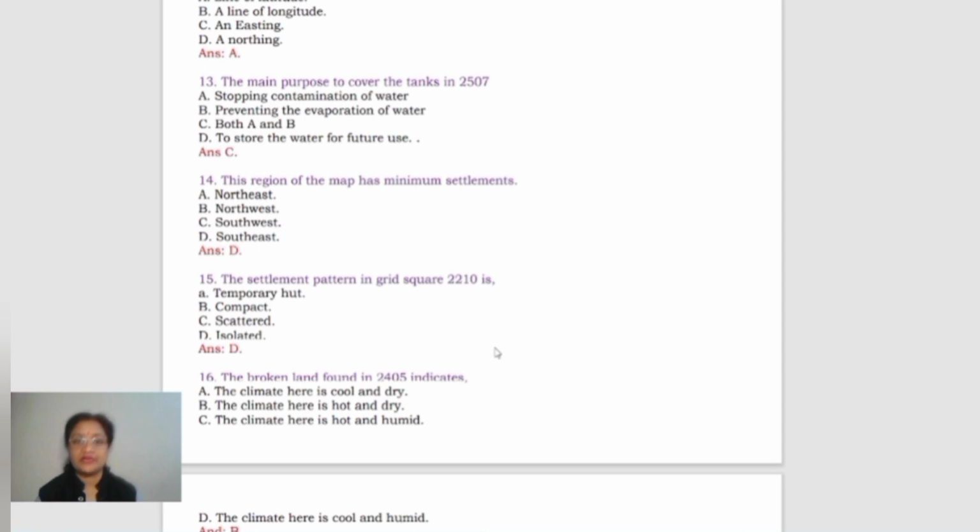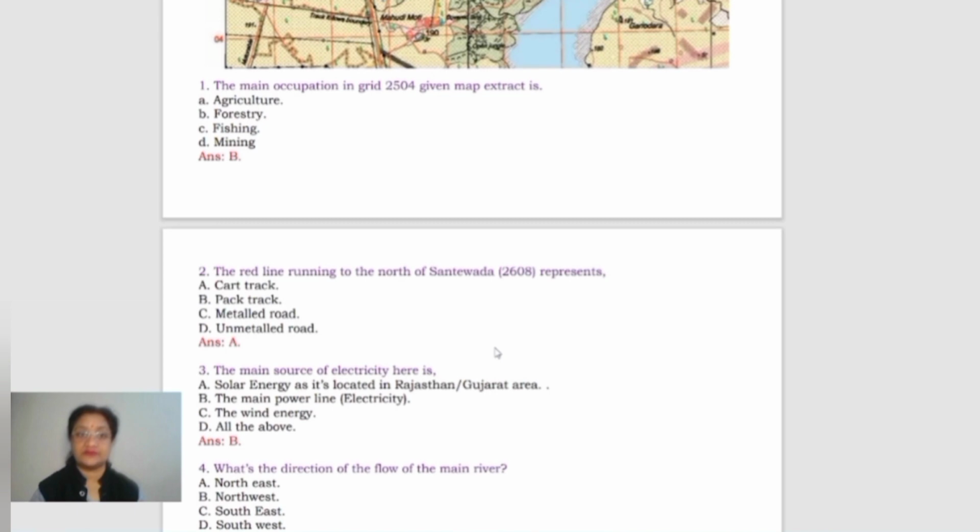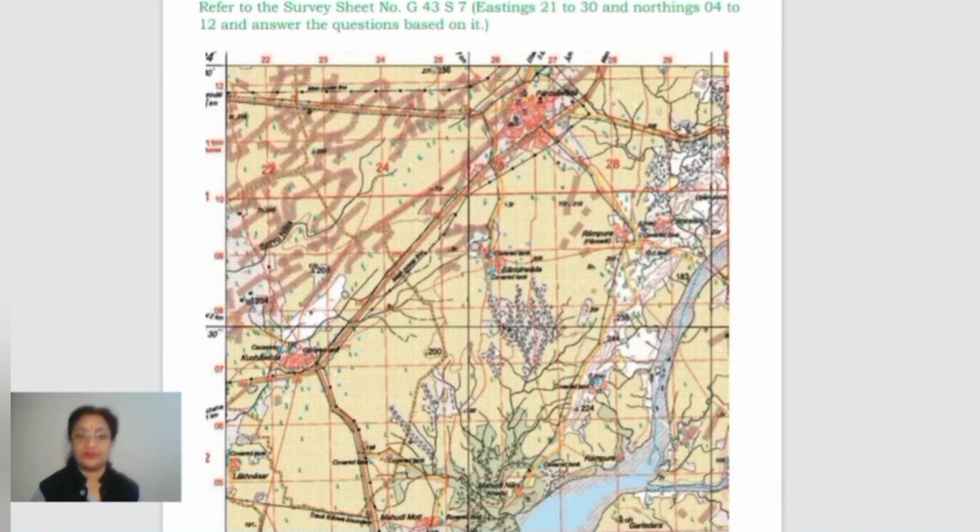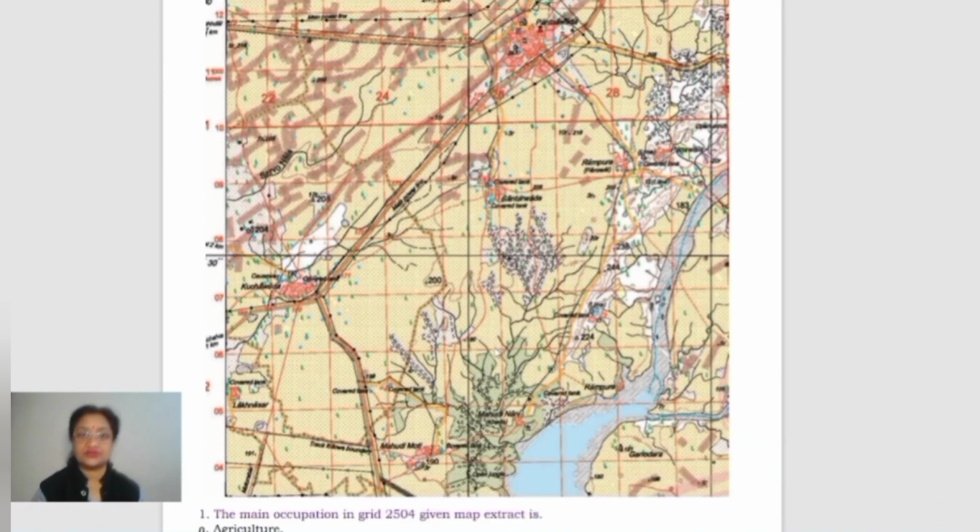This region of the map has minimum settlements. Which region of the map? Let's have a check. Which part of the map is having least settlement? In the northern part also it's there, right? Little bit towards this side also. Fine, here also. If you compare, children, on this part, this corner, you will find very less, just a few, 1 or 2 are present, rest all are not seen.